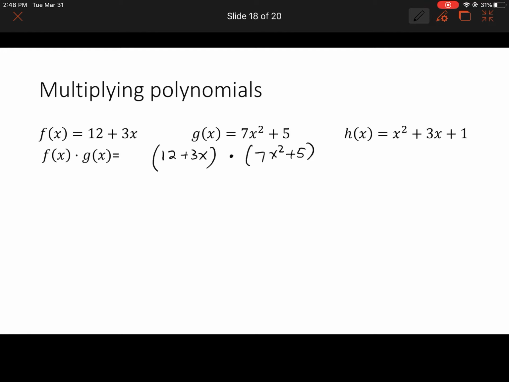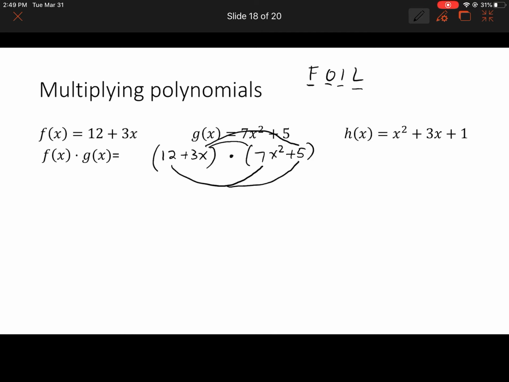So this can be done multiple ways. We can do the box method. We can do FOIL method. We can use distributive property. But basically, you just want to make sure that you multiply these correctly. If you're going to be using the FOIL method, remember you're going to be multiplying the first terms for each set of parentheses together. That's going to be 12 times 7x squared. And then you're going to be multiplying the outer terms, which is 12 times 5. Then your inner terms, which is your 3x times 7x squared. And then your last terms, which is 3x times 5.